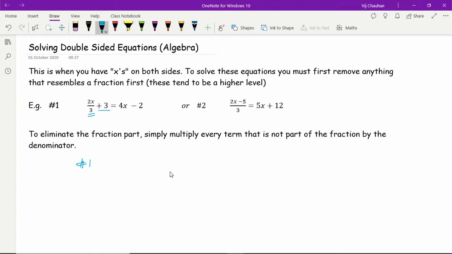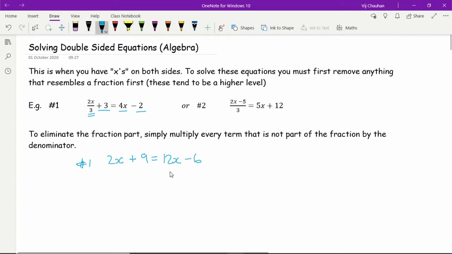So I'm going to multiply the plus 3 by 3, the 4x by 3, and the minus 2x by 3. What I end up with is 2x plus 9, because 3 times 3 is 9, equals 4x times 3, which is 12x, minus 2 times 3, which is 6.